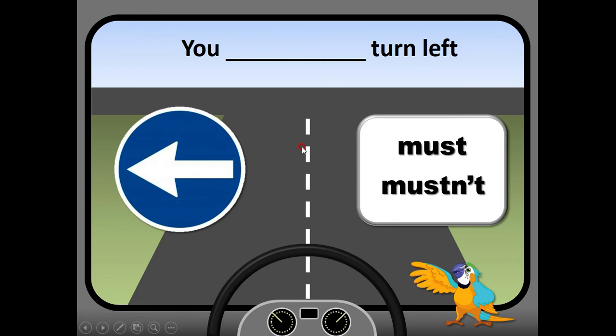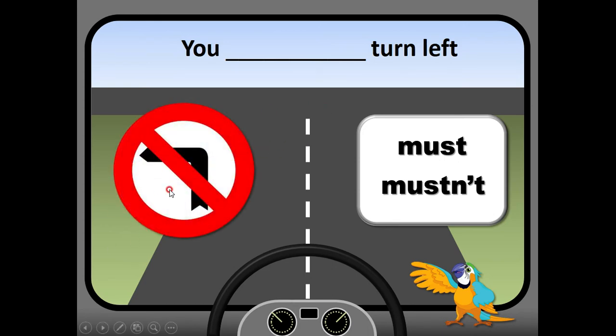The next one, this sign, look, the red color here shows that you are not allowed to turn left. So you have to use mustn't. You mustn't turn left.